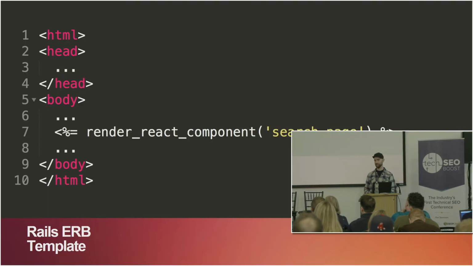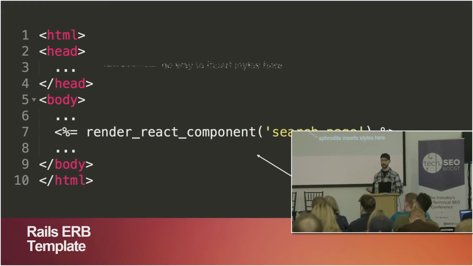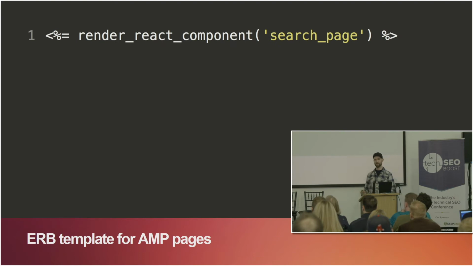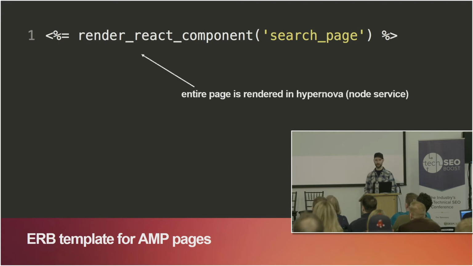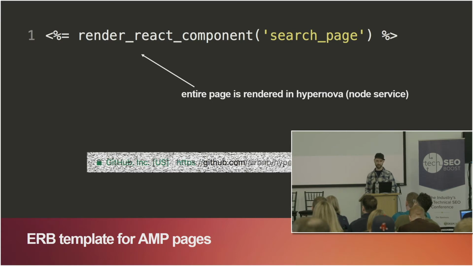So this is what the ERB template looks like. Inside of it is a call to render React component. That inserts the styles. Unfortunately, we can't get the styles back into the head. So our solution to this was to replace the entire ERB template with an ERB template that only calls render React component. And it completely sends the entire page rendering to Hypernova instead of using Rails. And this is available as an open source project called Hypernova AMP.